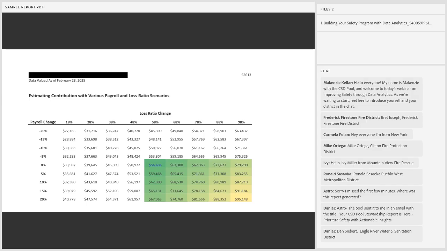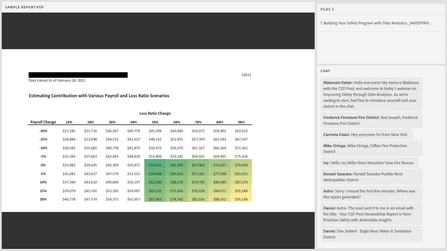There's a table showing how your contribution might change under different payroll and loss ratio scenarios. So in this example here, the current contribution is about $57,000 based on a 58% loss ratio. If payroll increases by 20% and the loss ratio stays the same, that number could go up to $68,000, right? That number at the bottom.